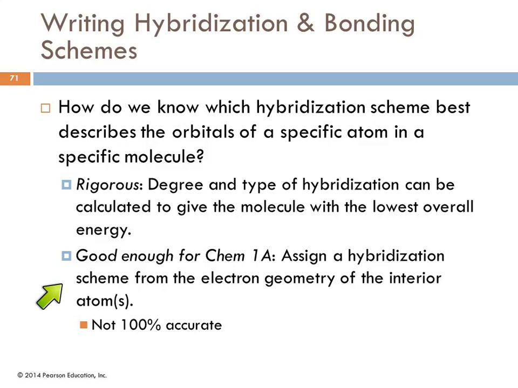We're going to assign a hybridization scheme based on the electron geometry of the interior atoms. So we're going to use Lewis theory and VSEPR theory to help us predict the hybridization. It's not 100% accurate, but it's good enough, and it's so much easier.